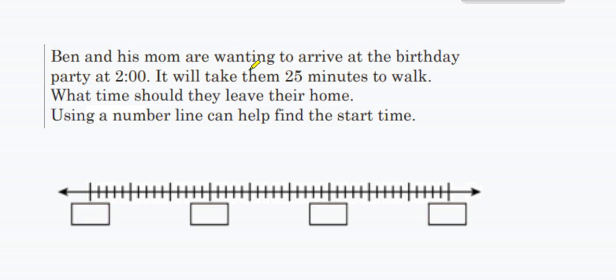Now I'm going to go ahead and use my close reading strategies to mark the text. Ben and his mom are wanting to arrive at the birthday party at what time? 2, correct. Now, it says, it will take them 25 minutes to walk. How long is it going to take them to walk and get to the birthday party? 25 minutes, right?